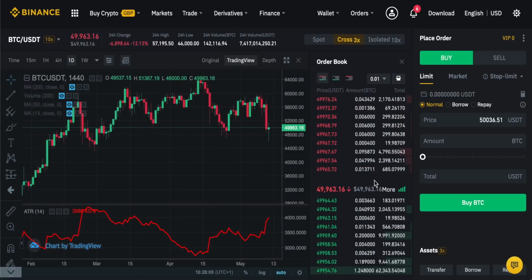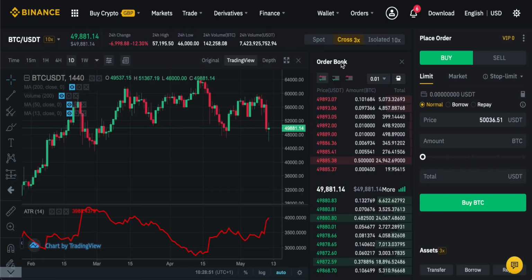And a difference here is that we're actually trading on margin right now. You can see that up here, cross 3 times. So we know we are trading that cross margin account with 3 times leverage. We can change that to isolated 10 if we wish, or we can go right back to spot trading, which means that that is our spot account and we won't be borrowing any funds.